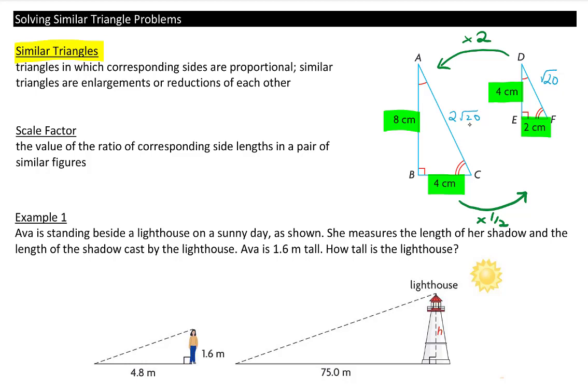What you also note is that the angles in similar triangles are all the same. And this is the information we're going to use to determine whether or not you have similar triangles.